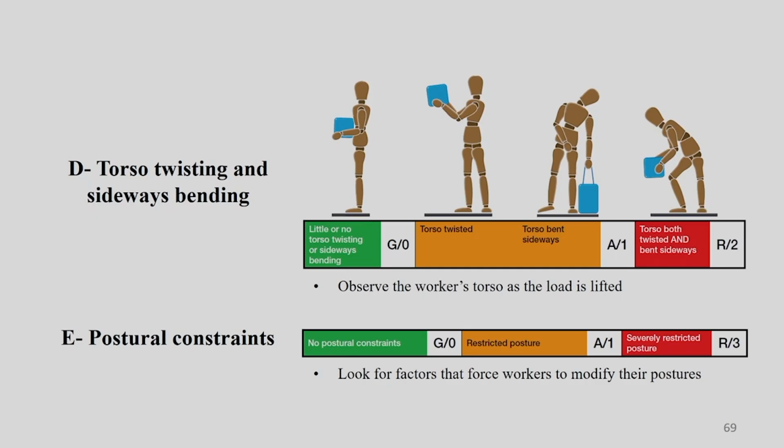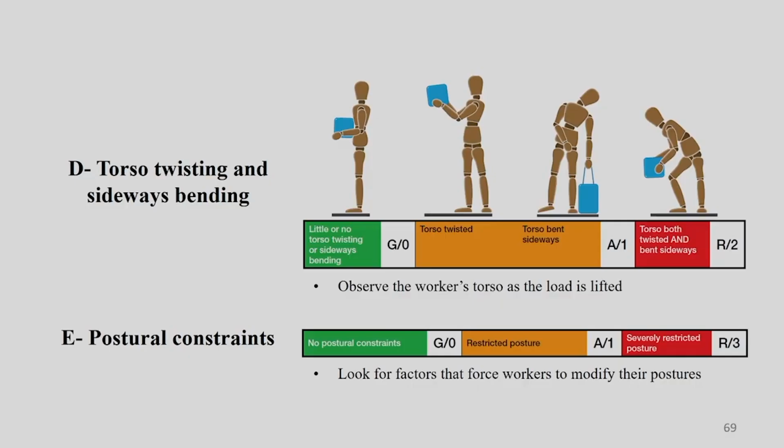Postural constraint: if no postural constraint, then it's a green zone, or we can say numerical value is 0. If there is a little bit of restriction, then amber, 1. Severely restricted, where you really cannot move, you have handles, you have constraint on the shoulder movement, neck movement, a lot of constraint. In that case you have to give a value of 3, and color is red. So here you have to look for factors that force workers to modify their posture.